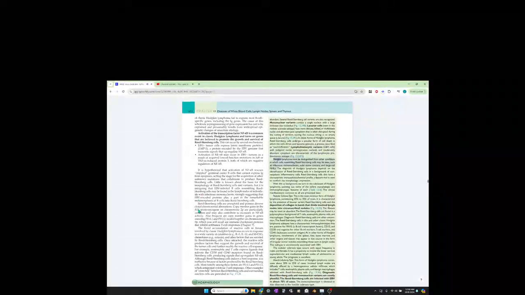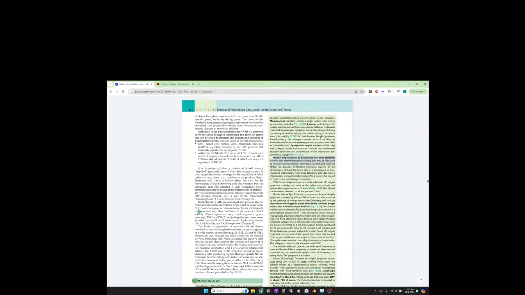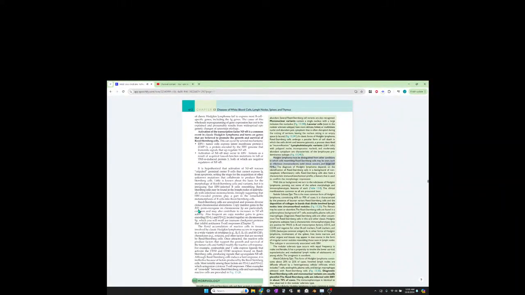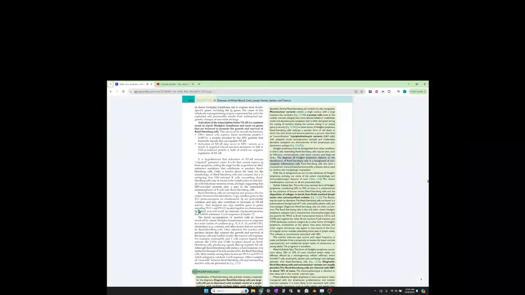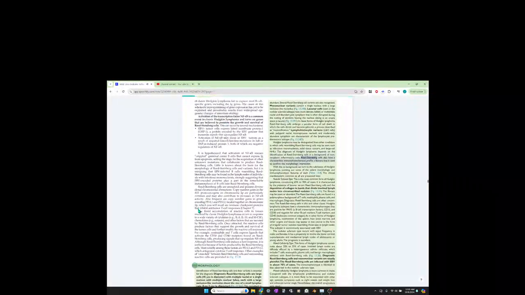Lymphohistiocytic variants with polypoid nuclei, inconspicuous nucleoli, and moderately abundant cytoplasm are characteristic of the lymphocyte predominant subtype. Hodgkin lymphoma must be distinguished from other conditions in which cells resembling Reed-Sternberg cells may be seen, such as infectious mononucleosis, solid tissue cancers, and large cell NHLs. The diagnosis of Hodgkin lymphoma depends on the identification of Reed-Sternberg cells in a background of non-neoplastic inflammatory cells. Reed-Sternberg cells also have a characteristic immunohistochemical profile, a feature that is used to confirm the morphologic impression.